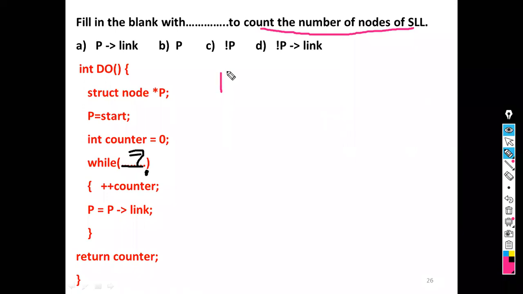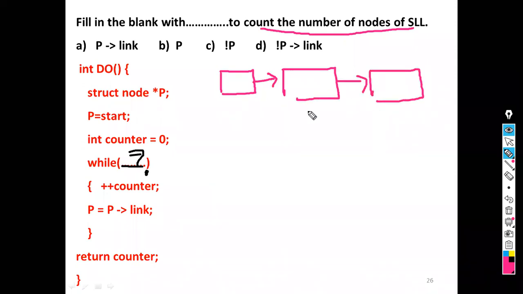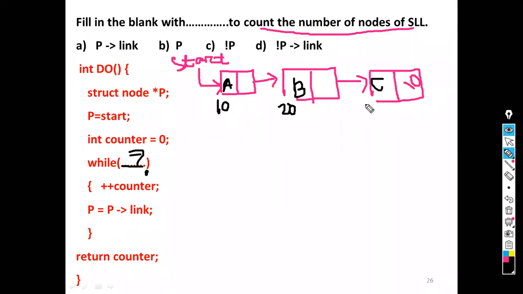Before that, for explanation, I am drawing a linked list. For simplification, I am taking a very small single linked list having 3 nodes. So this is null. Start is pointing to the first node. Every node has 2 parts, information part and address part. Let the information be A, B, C, and the addresses are 10, 20, 30. So start equal to 10.